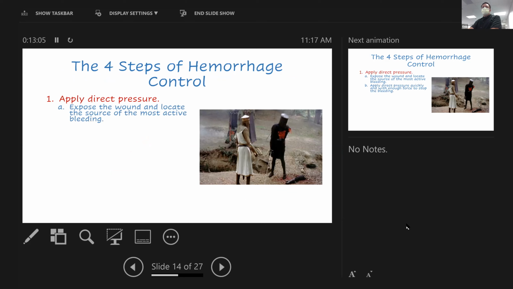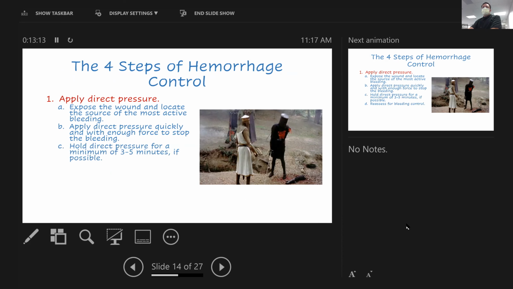Exposing the wound, locating the source of the most active bleeding, and applying direct pressure quickly and with enough force to stop the bleeding. Holding direct pressure for a period of time, at least 3 to 5 minutes if possible, longer if you can, and then reassessing, seeing how the bleeding is going, if you've achieved appropriate cessation of bleeding and good hemorrhage control or not.